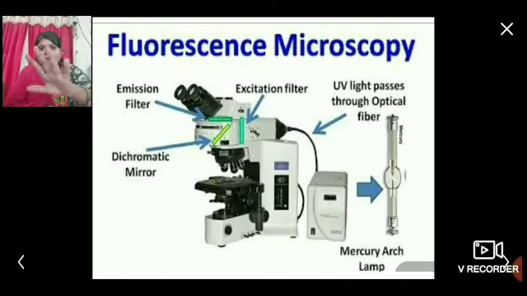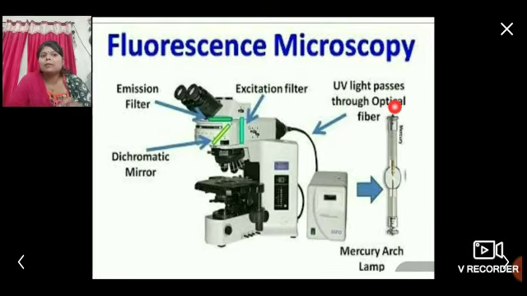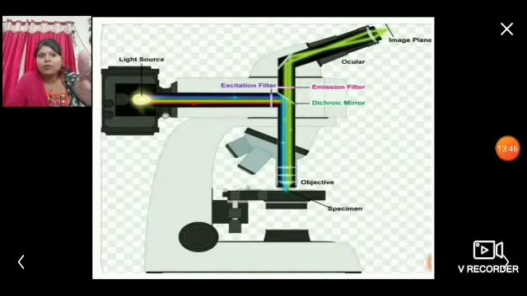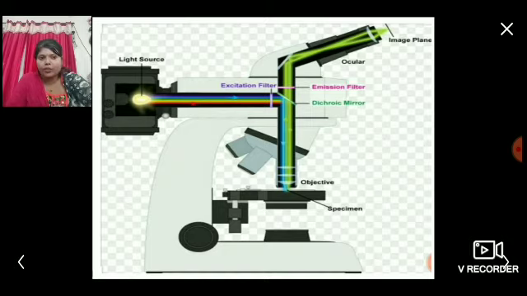So the fluorescence microscopy looks like this. This is the emission filter, the excitation filter is here, the dichromatic mirror or dichroic mirror is here, and the UV light passes through the optical fiber. Exactly how it looks is here. See here, this is the light source which we are discussing, which passes through it. The dichroic mirror, the emission filter and the excitation filter are through which the light is passed, and we are going to view the picture.